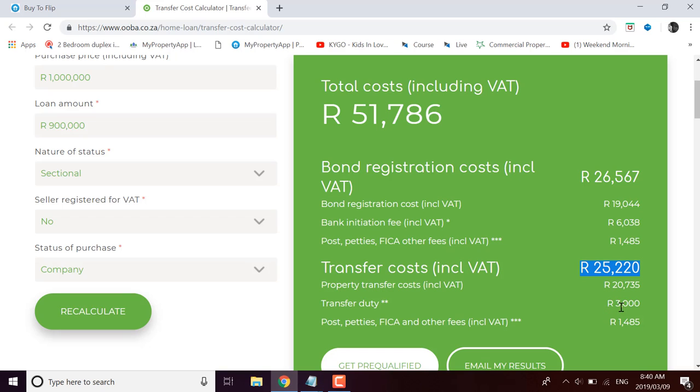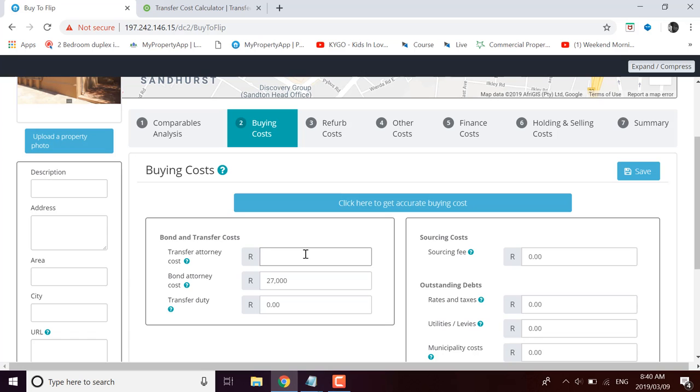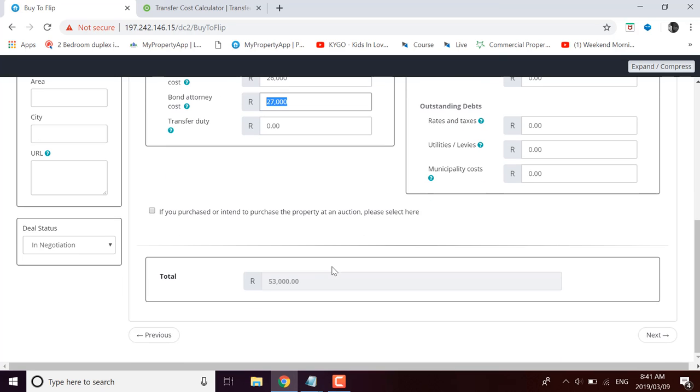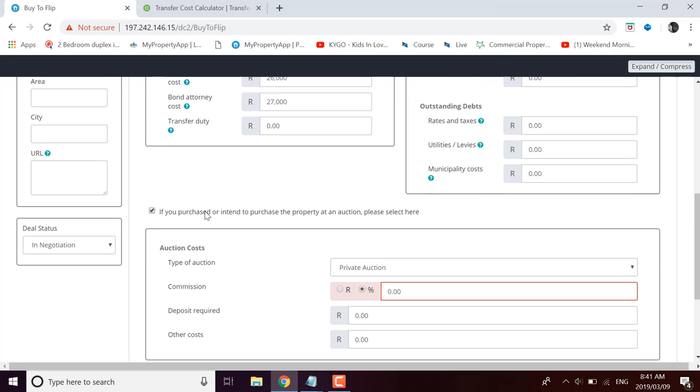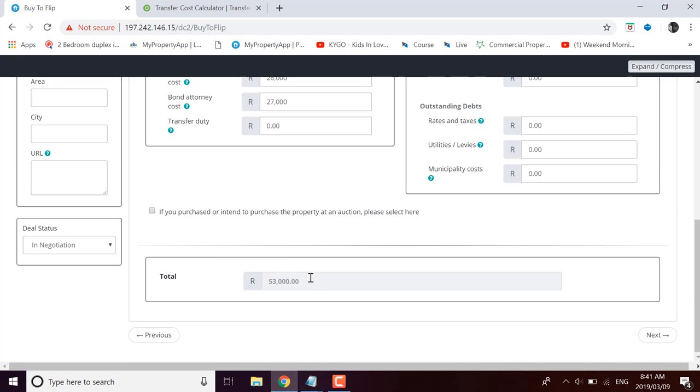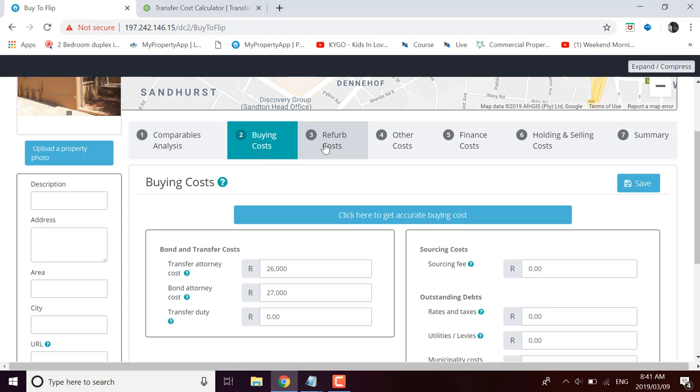You can break it down and say the transfer duty is 3,000 and then the rest is transfer costs. I'll just put it all in here and say 26,000. Then you've got a bunch of other costs as well: your sourcing fee, your outstanding debts, levies, etc. If you did purchase it at auction, then you've got some other auction costs that you need to fill in. If you didn't, then just leave that out. So your buying costs here are 53,000.